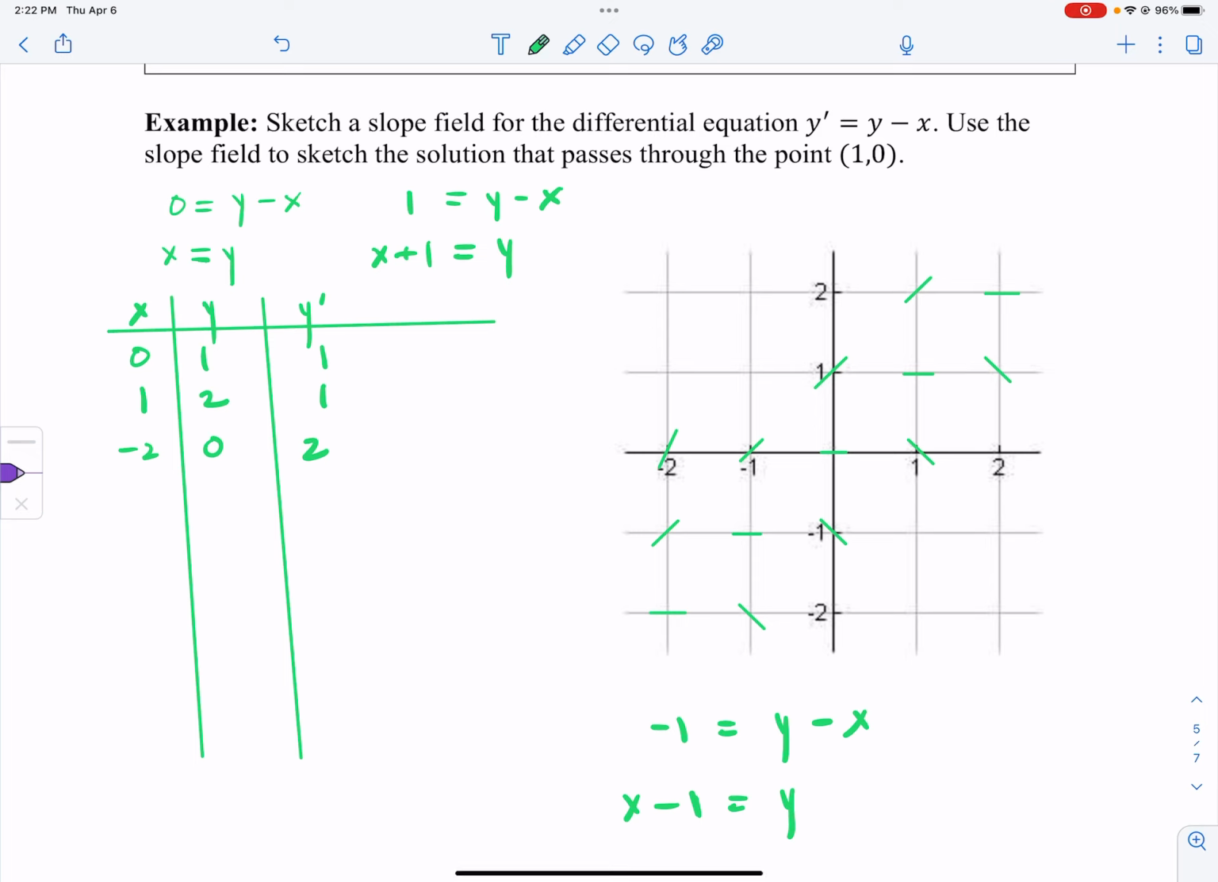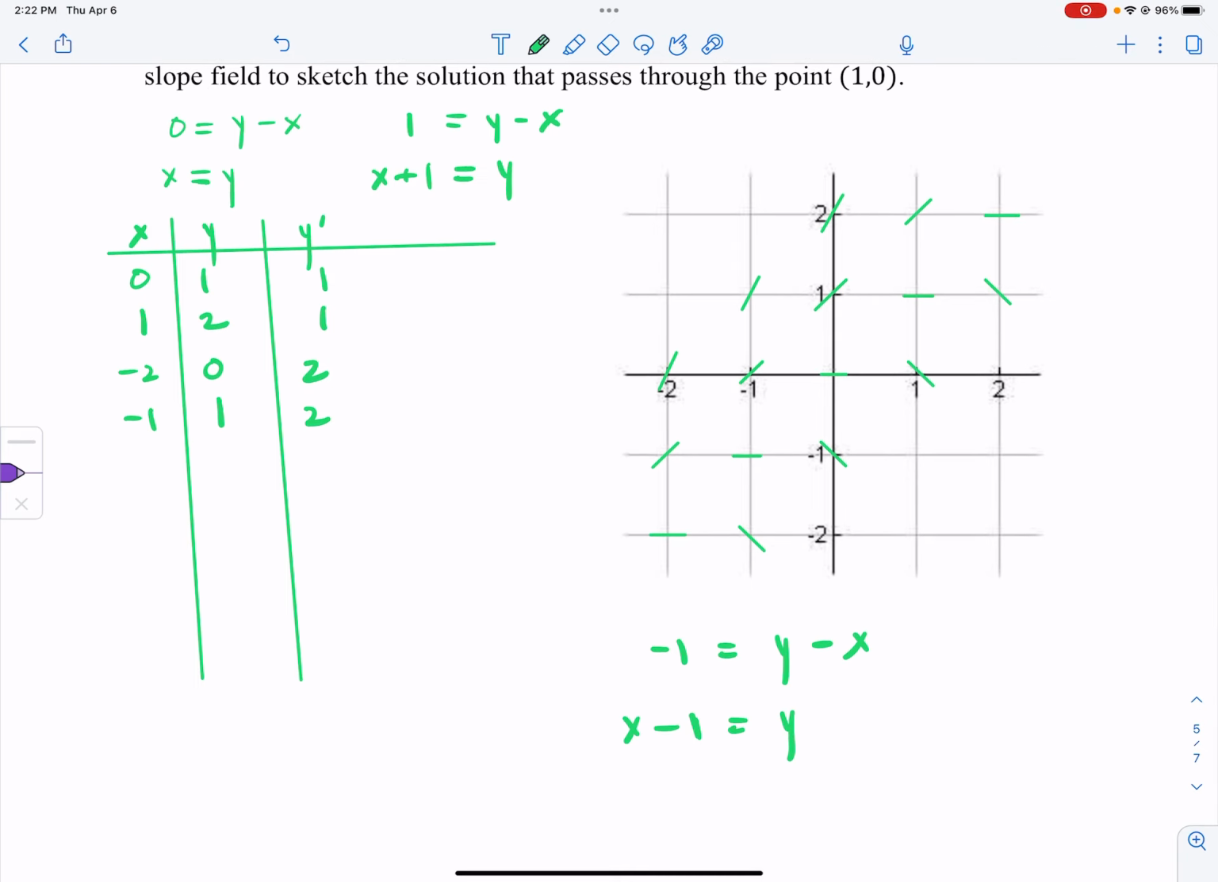Okay, and then I just have a feeling here. What if we did -1, 1? That would be 1 minus -1, which would also be a slope of 2. And then 0, 2, that would be a slope of 2, right? You could always confirm that by setting y prime equal to 2.